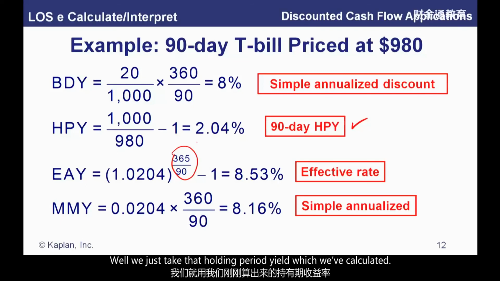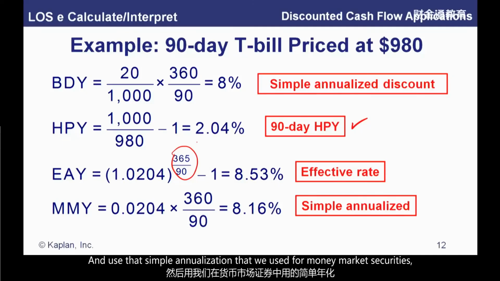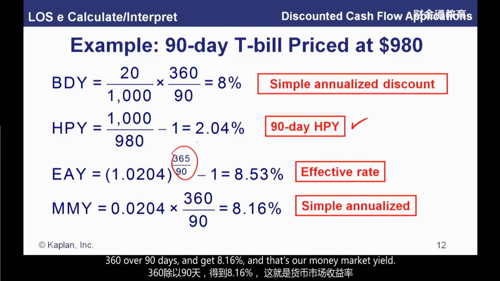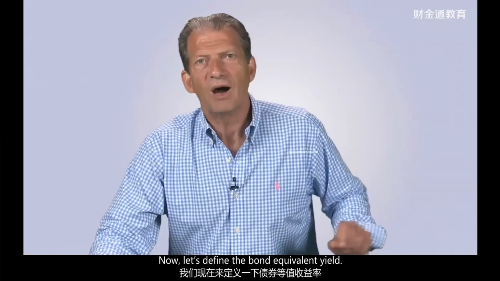Well, we just take that holding period yield, which we calculated as 2.04%, and use that simple annualization that we use for money market securities, 360 over 90 days, and get 8.16. And that's our money market yield. Now, let's define the bond equivalent yield.